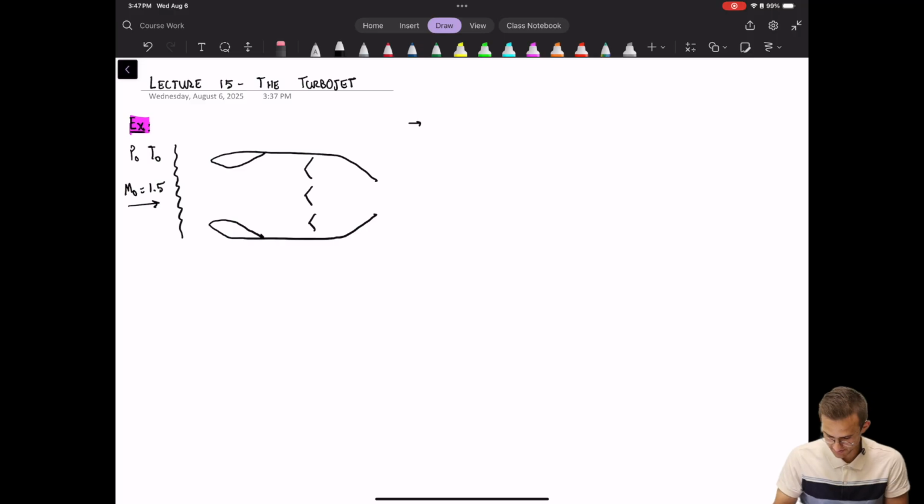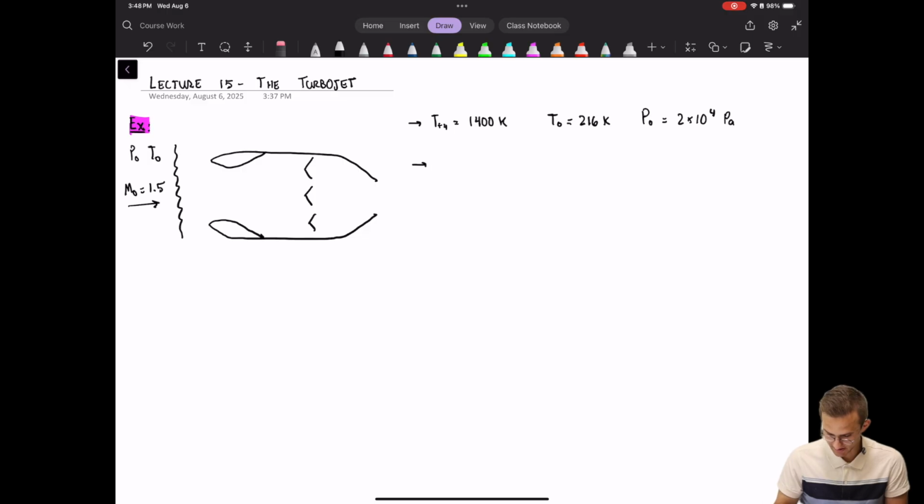As far as given values, we know that the temperature after the burner is 1400 Kelvin, or I should say the stagnation temperature. We know that the temperature upstream is 216 Kelvin, that's the static temperature. And the static pressure upstream is 2 times 10 to the 4th pascals.